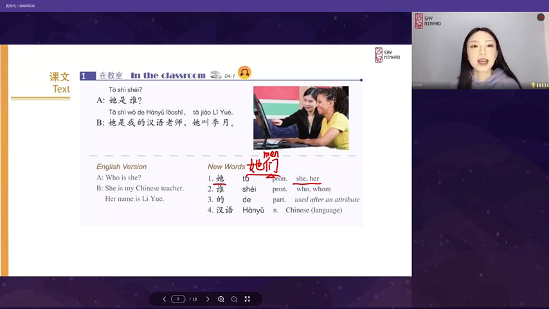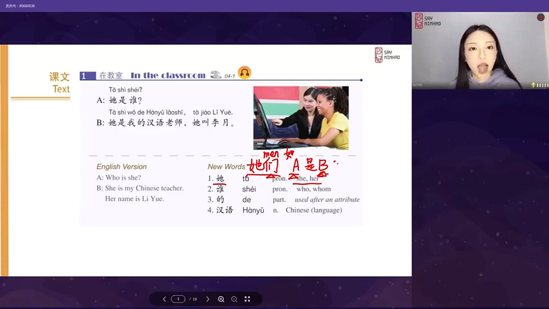3, 2, 1. The answer is 他们是中国人. We just learned 是 in Lesson 3, which means to be. And the things before and after 是 are equal, right? So when I say they are Chinese, I just need to put they and Chinese in these two parts. One is 他们 and one is 中国人. So 他们是中国人 means they are Chinese. 中国人 means Chinese, okay?